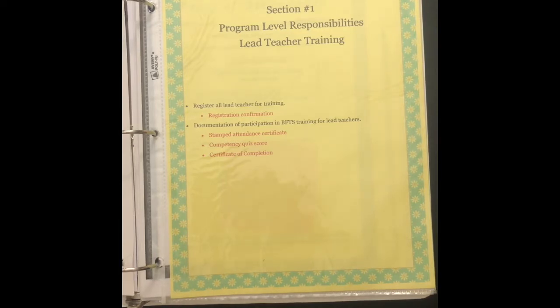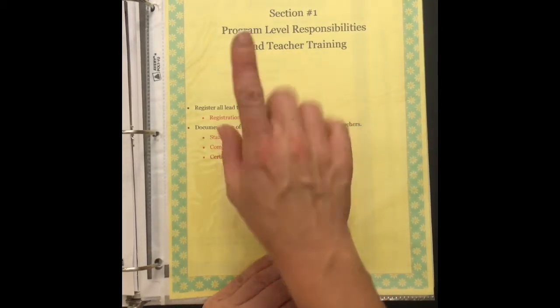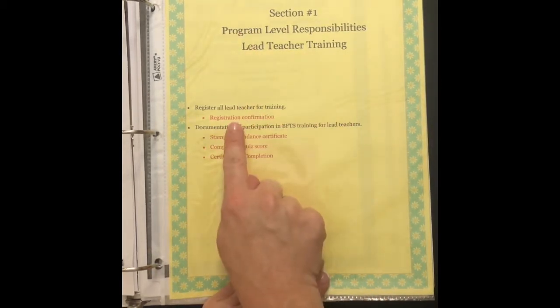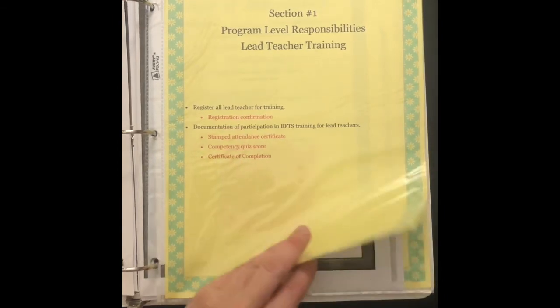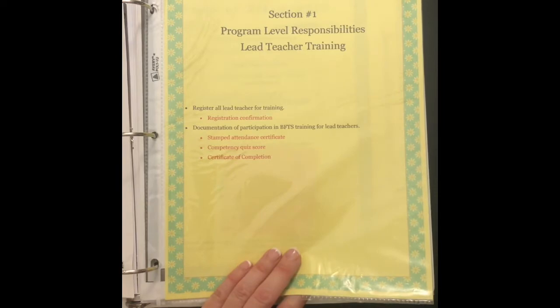Section 1 are program responsibilities. These are things carried out by the project director. The first thing is training for both leads and assistants. There's a section for lead teacher training documents. You could put their registration confirmation email here. You could also put their stamped attendance page if they attended a live session, or their certificate of completion.